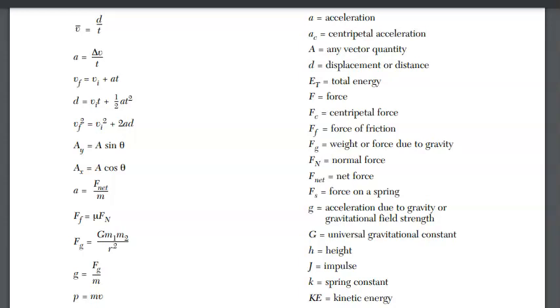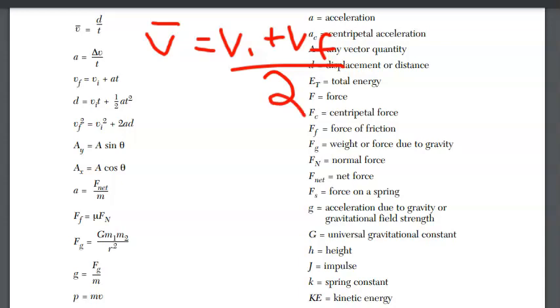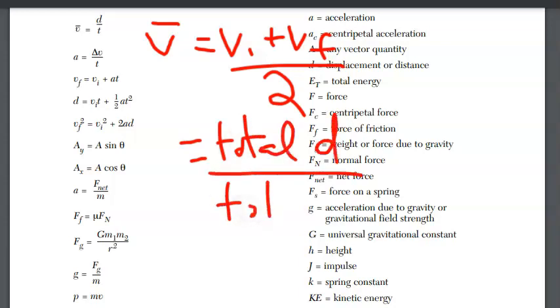Sometimes what was helpful for my students that's not on this particular page was that average speed was equal to vi plus vf divided by 2. That seemed to work. Or remember that total distance or displacement over total time is equal to v.